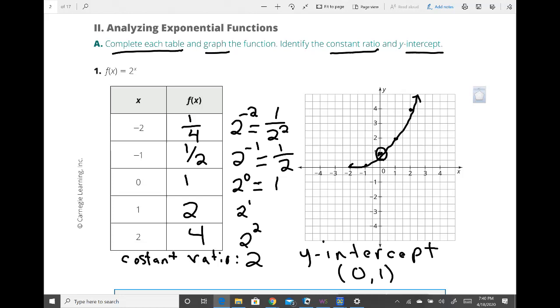What is y? And if you remember the problems we did in the first section, it was like the first number. So we could write this as f of x is equal to 1 times 2 to the x power. This number right here gives us our y-intercept, and this number right here gives us the number that we're going by, or the constant ratio. Okay. So if you have any questions, let me know.